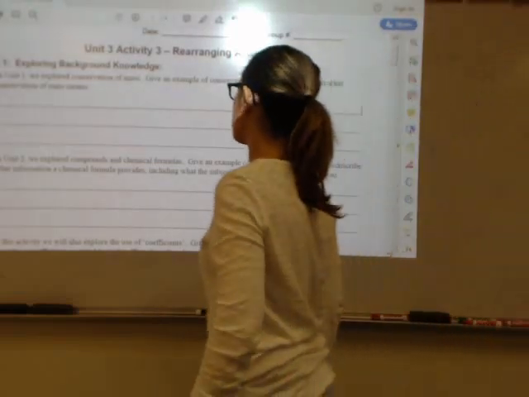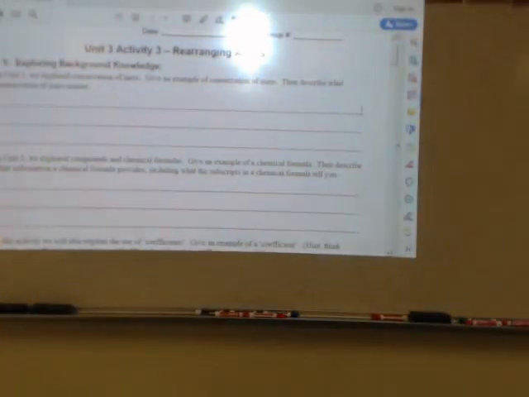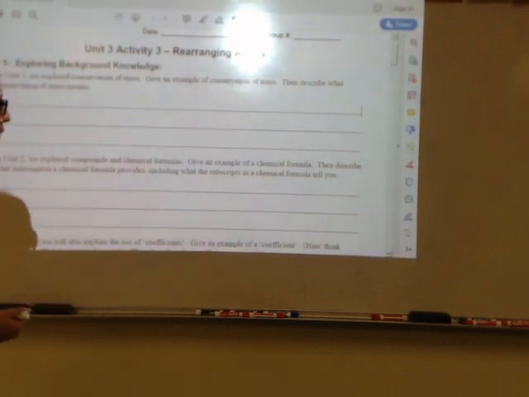All right, let's take a look at Unit 3, Activity 3. So in Unit 1, we explored the conservation of mass. Give an example of the conservation of mass and describe what that means.